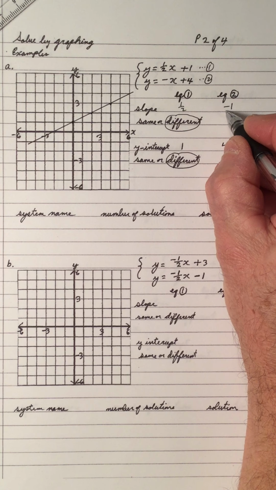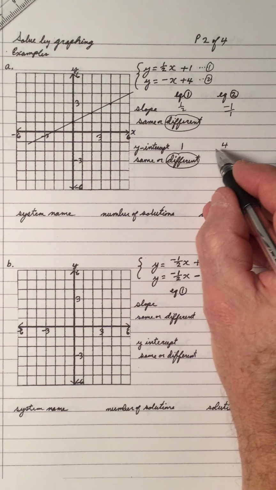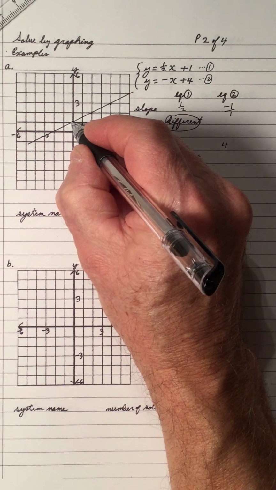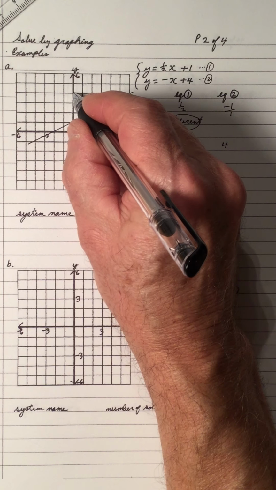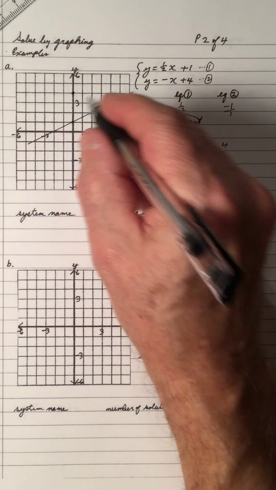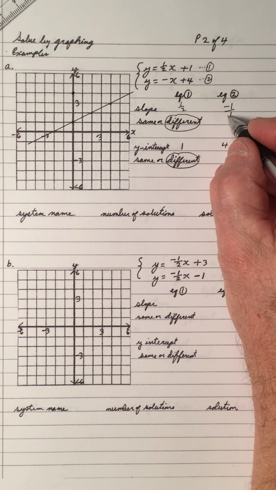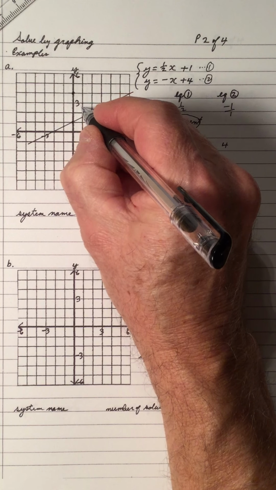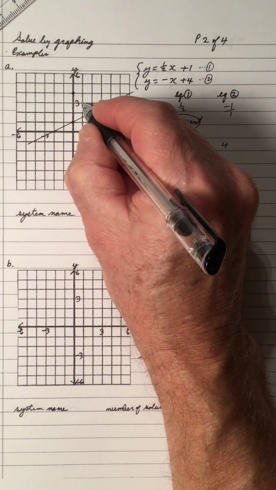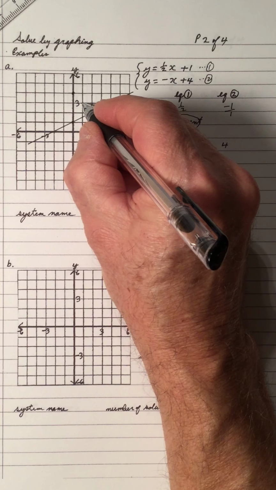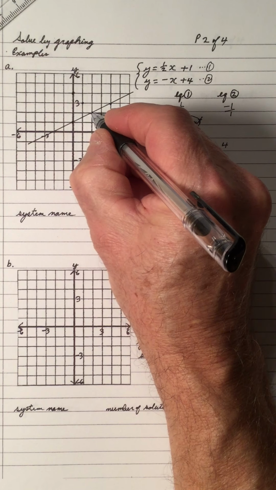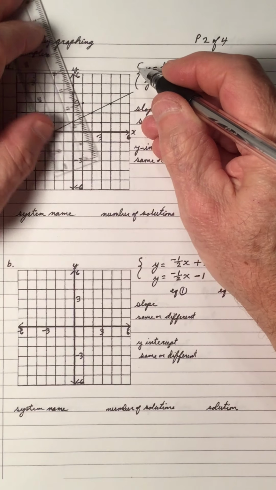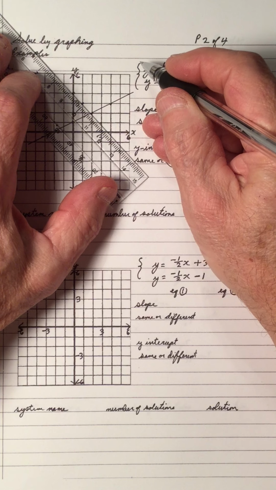And the second line, we have a y-intercept of 4 with a slope of negative 1. That negative 1 slope is negative 1 over 1. So we plot the y-intercept of 4 first: 0, 1, 2, 3, 4. And the slope is negative 1 over 1, that's down 1, right 1. Down 1, right 1, down 1, right 1, down 1, right 1. So we draw the line passing through those points.